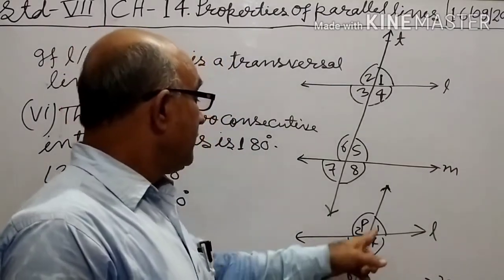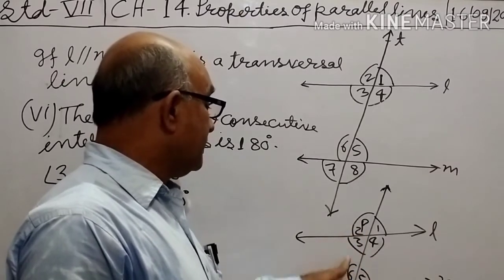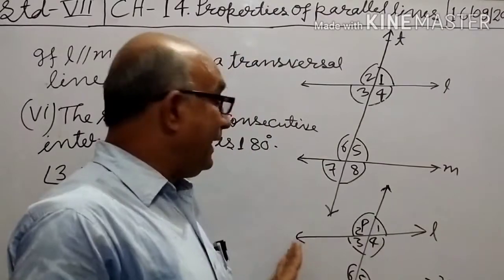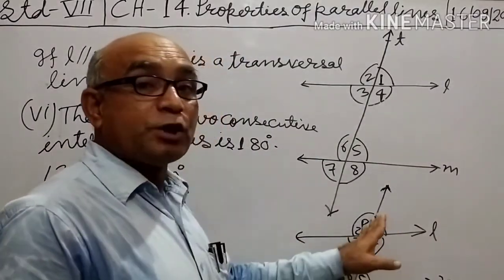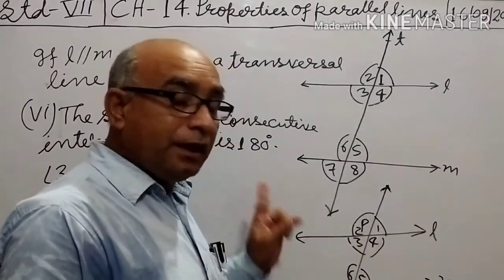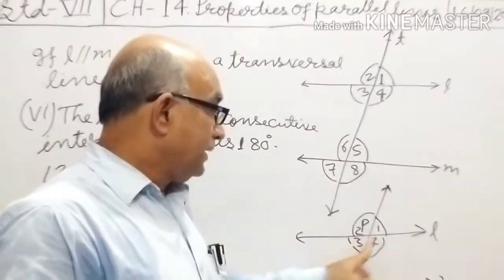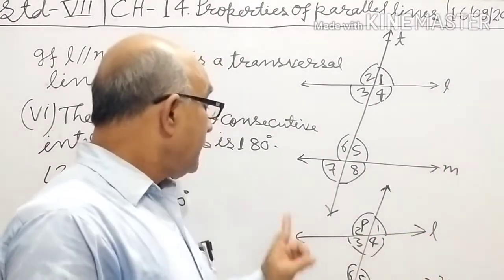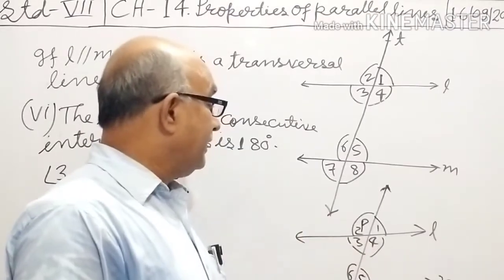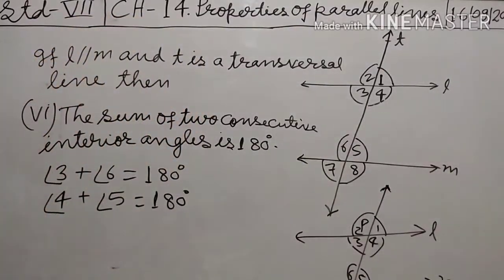Students, if angle 1 equal to angle 5, angle 2 equal to angle 6, angle 3 equal to angle 7 and angle 4 equal to angle 8, if a pair of corresponding angles are equal, then L parallel M. If a pair of alternate interior angles are equal, then L parallel M. If the sum of two consecutive interior angles is 180 degrees, then L parallel M. Understand and write it.